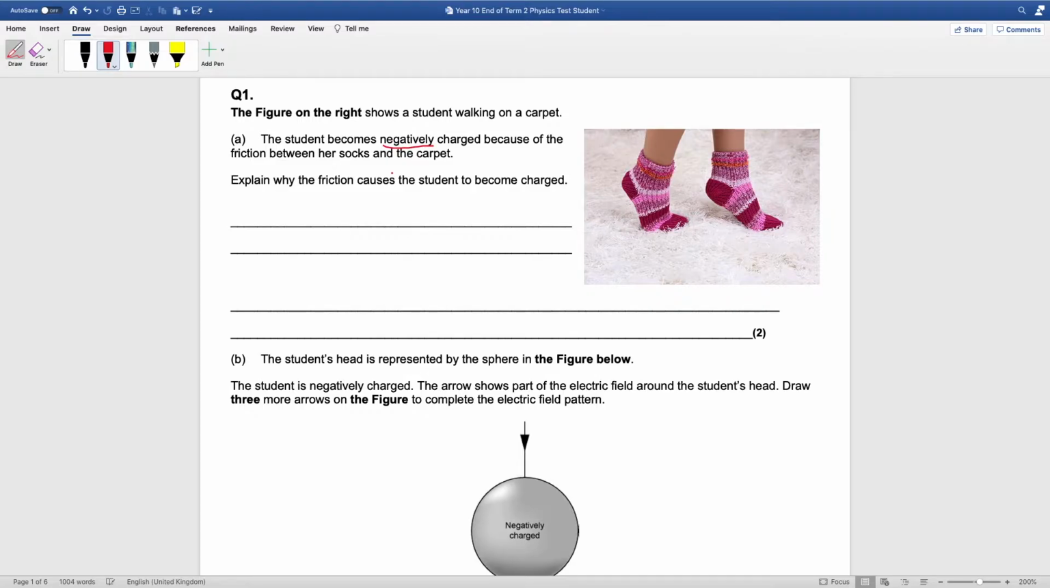So this first question tells you that it's a negatively charged student we have here, which tells me that electrons are being transferred. That's what happens with every electrostatic charge. It is a transfer of electrons. Don't talk about transferring protons or anything else. It's electrons. And because the student is becoming negative, it's a transfer of electrons to the student, or from the carpet. So there you have your 2 marks.